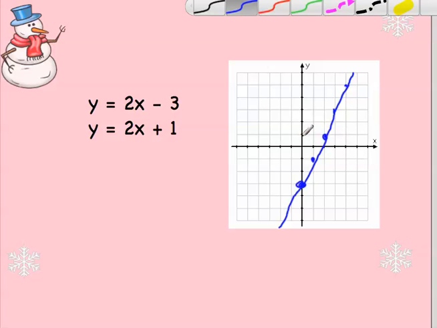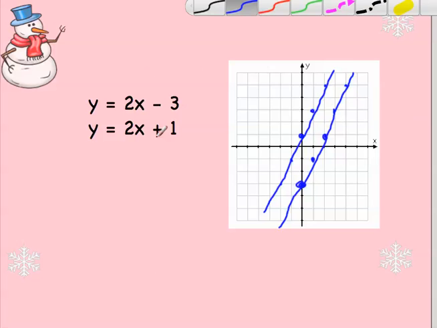So y equals 2x plus 1. We're going to start here, and again we'll rise 2 and run 1. And what you notice with these two lines is that they never intersect. These two lines are parallel lines.